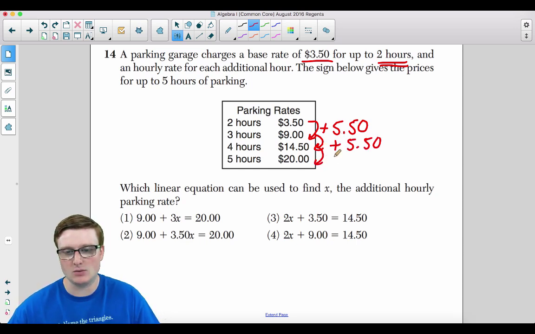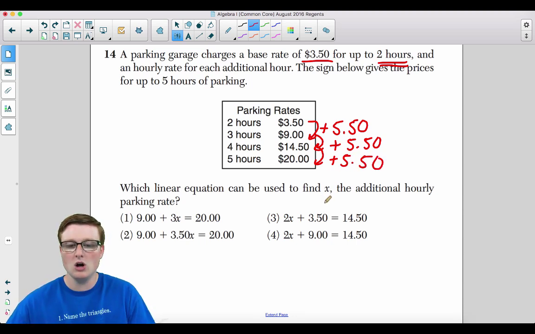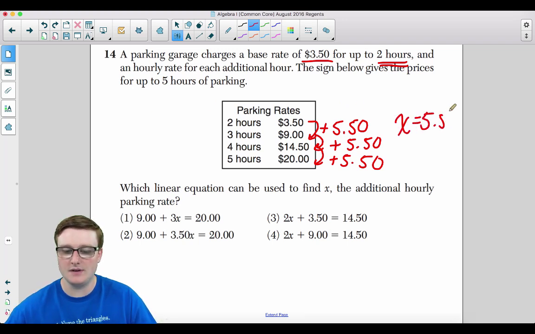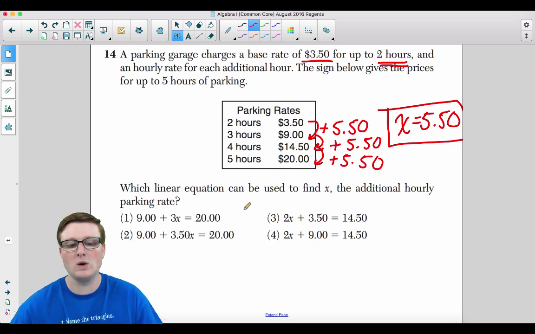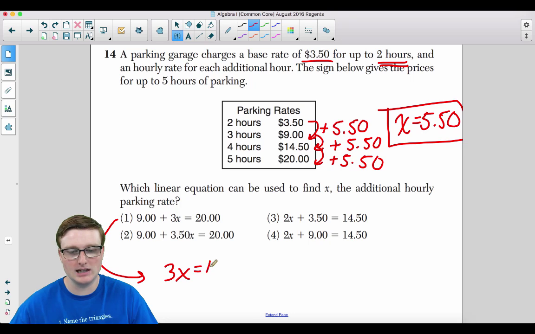And then it's happening again. We're increasing by $5.50. So, we're looking for x is equal to $5.50. That's what we're looking for. Well, which equation shows that? Well, if I take choice 1, for example, and I subtract the 9 on both sides, you get 3x is equal to 11. Divide by 3 on both sides, that is not 5.5.